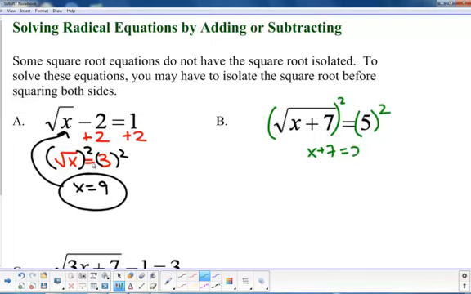So x plus 7 is 25, and then you need to isolate your x to solve. So x equals 18.